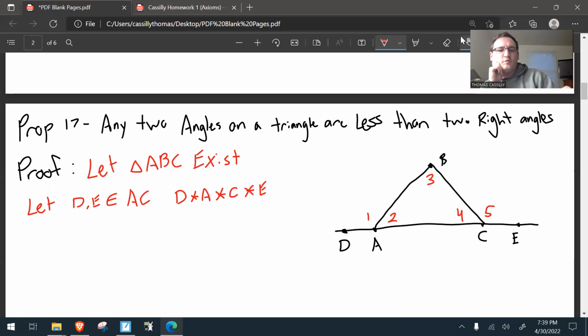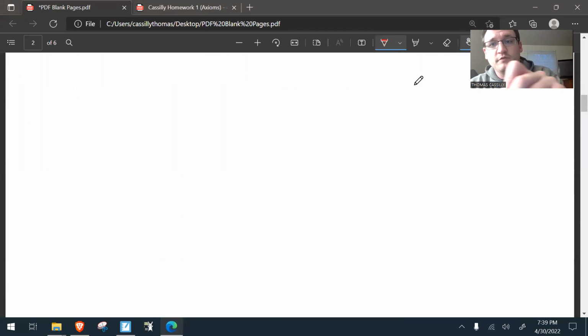What we want to show is that no matter what combination of angles on the inside of the triangle we have, they will always add up to less than two right angles. So we are going to reference Proposition 13. Let's make a side note here: Prop 13.